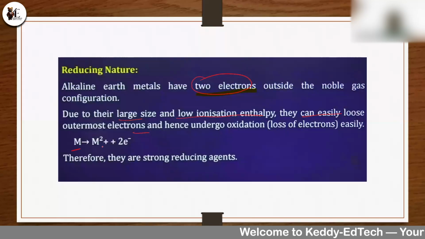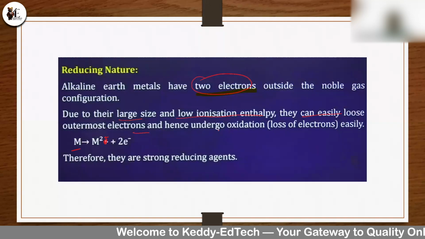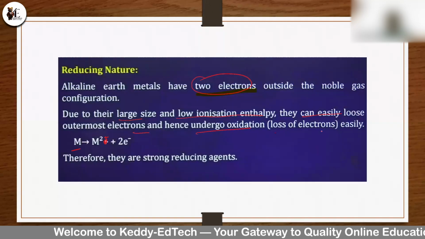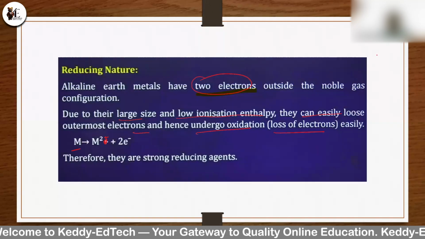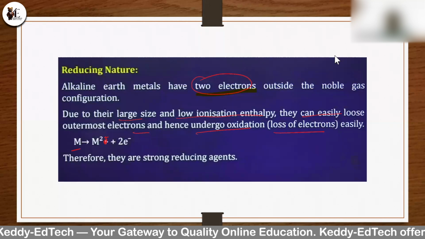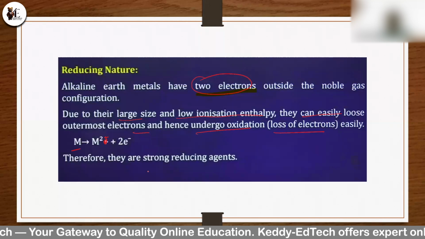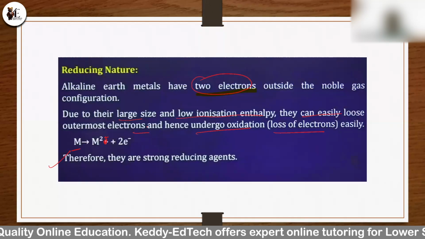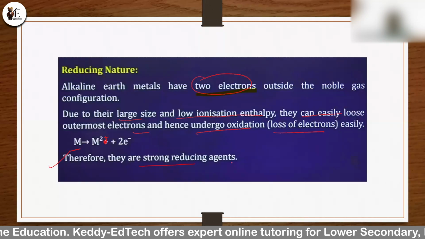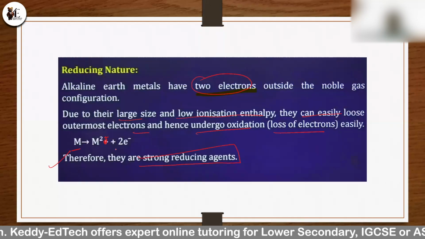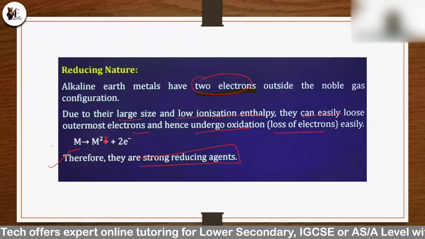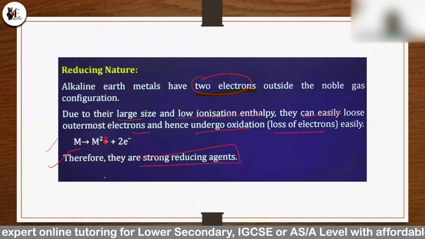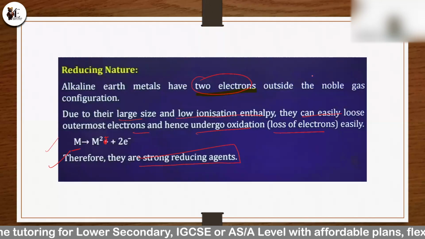This reaction: metal gives M2+ plus 2 electrons. So it undergoes oxidation. Oxidation means loss of electrons easily. Since they undergo oxidation easily, they are strong reducing agents. So are they strong reducing agents or strong oxidizing agents? You have to write that they are strong reducing agents. They reduce others, but they themselves get oxidized by the loss of electrons. Okay.